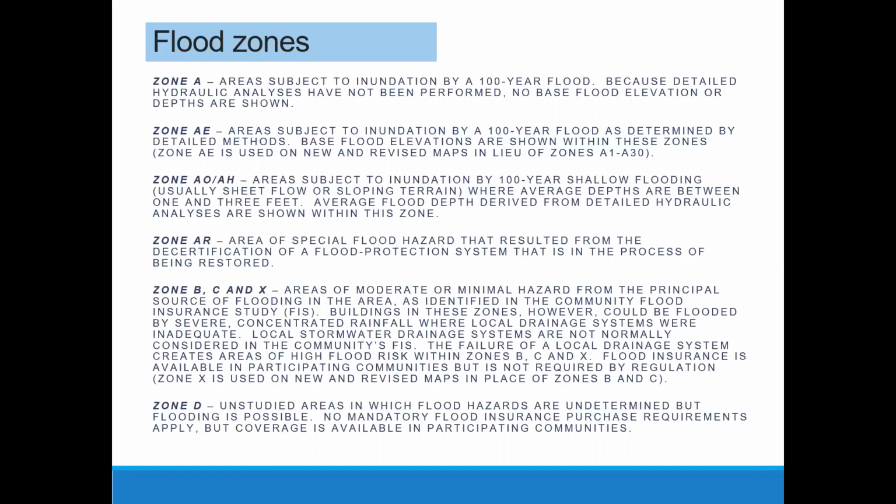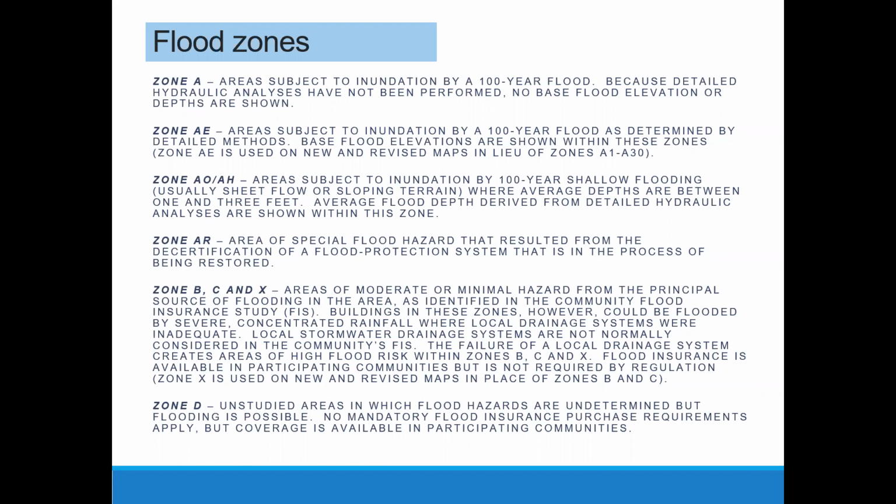So we've gone over A and AE. I talked about zone AO. So AO is sheet flow, and then AH is ponding. So it's a different type of shallow flooding. And we also have these areas, and they are pretty much regulated the same. They both have a depth number that they use instead of an actual base flood elevation. So we have that.